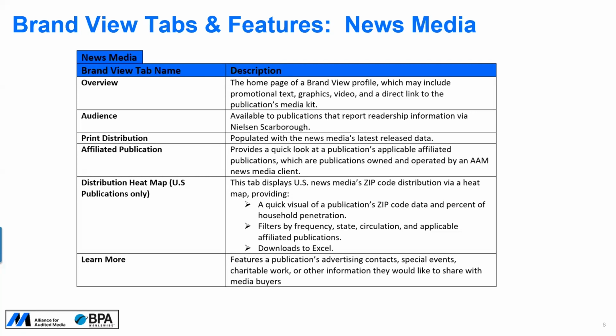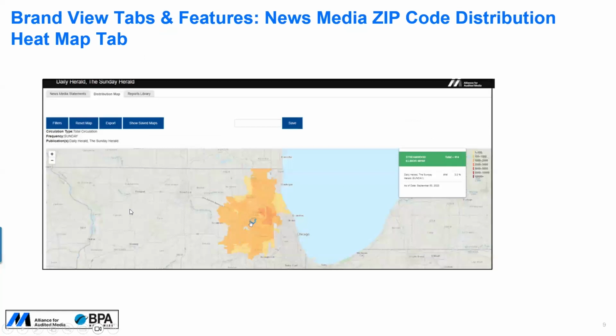What's unique for news media is they have an affiliated publication tab. For those newspapers that have other affiliated publications, there's a separate tab available for that. But also, this is a tab I really like for news media: a distribution heat map. All US newspapers have to file quarterly zip code data with us every quarter. And we have this distribution heat map tab. That zip code data gets released in the Media Intelligence Center, and to access the full zip code report, you have to go through the newspaper analyzer tool.